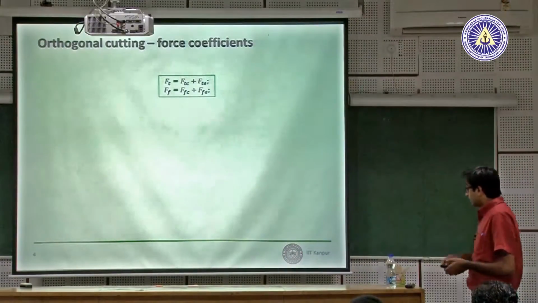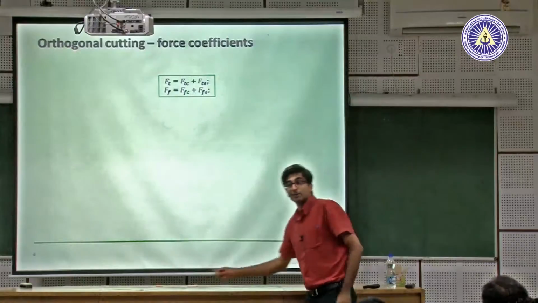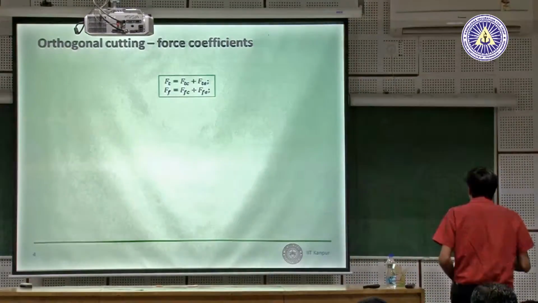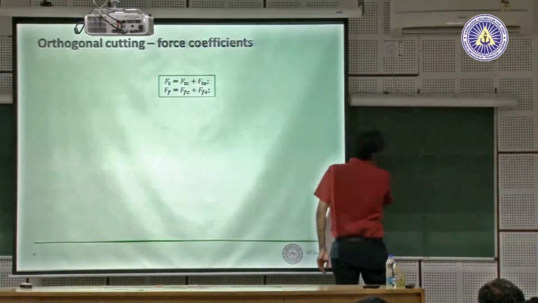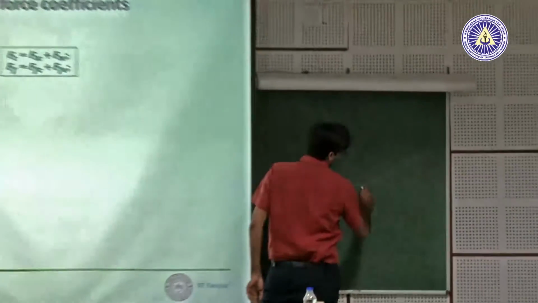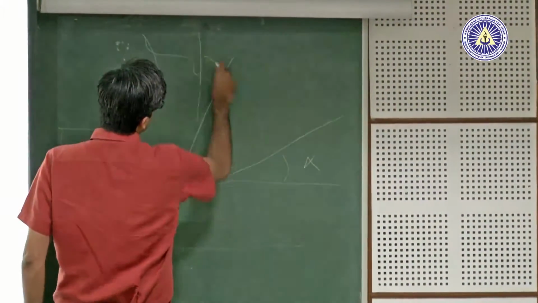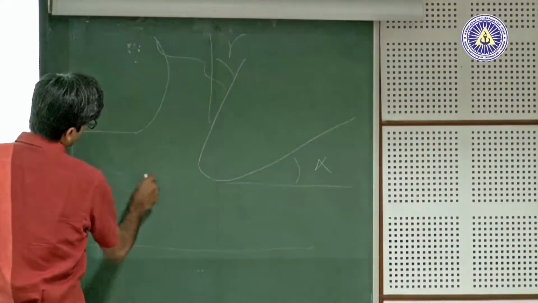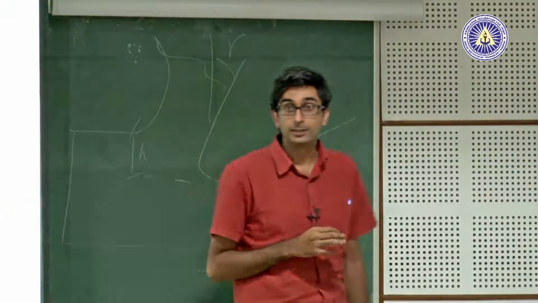This you remember from yesterday, yeah? Or at least I hope so. In turning, so we had the tool, we have the chip. This is the clearance angle, that's the rake angle. This is your uncut chip thickness. Yeah?